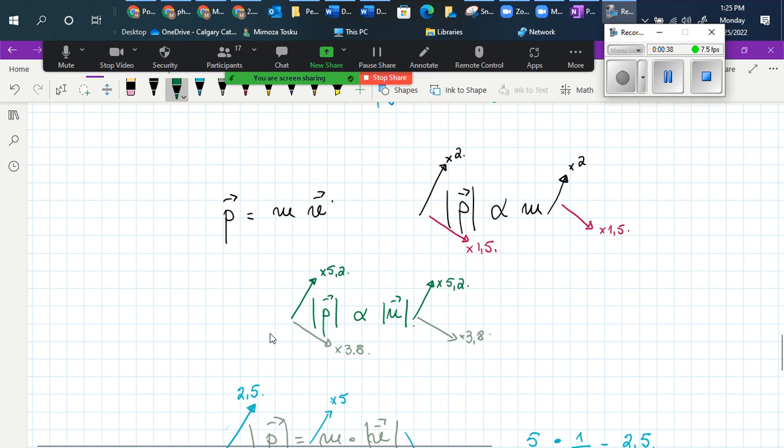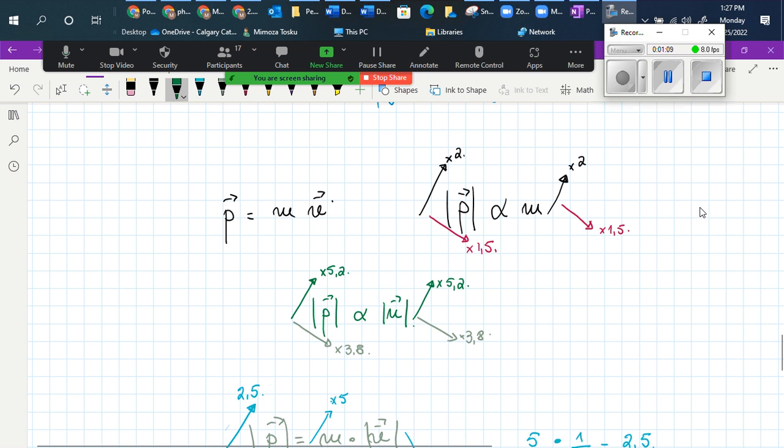Being in a direct proportion means that whatever you are doing to one side, you are doing to the other. So if you are increasing the mass by a factor, then by the same factor, the magnitude of the momentum will be increased. In the same logic, if you are decreasing it, then the same factor that you are decreasing it will be affected.